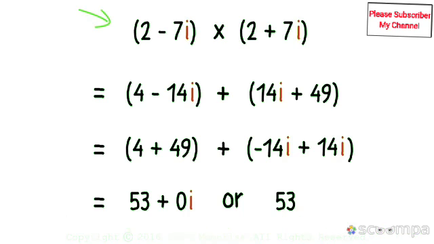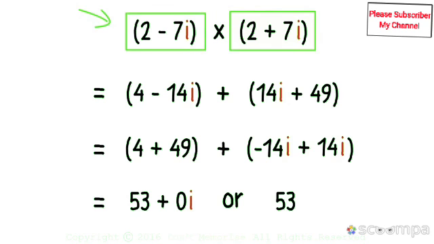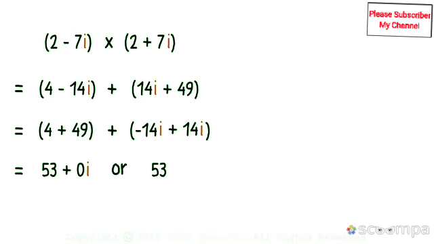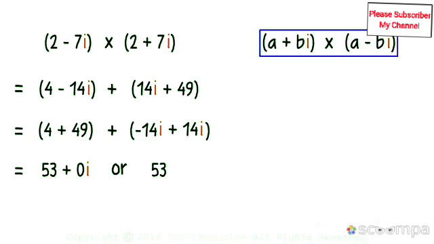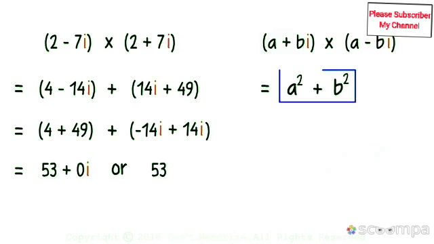Look at this case carefully. We have 2 plus 7i and 2 minus 7i. The real parts are the same and the imaginary parts are also the same. Just the sign of the imaginary numbers differs. So let us try a general complex number a plus bi and multiply it with a minus bi. Solving this gives us a squared plus b squared as the final answer. And this will be a real number as we are just adding the squares of two real numbers.